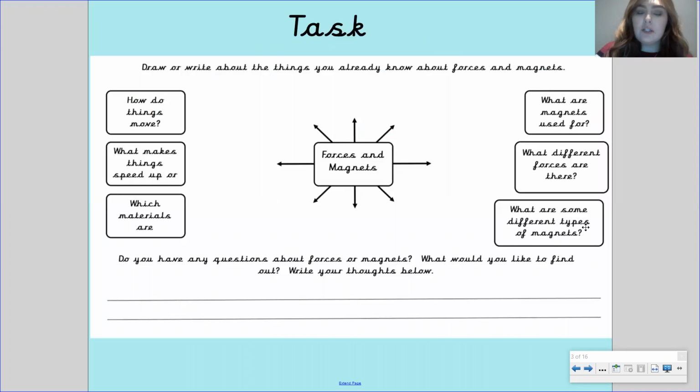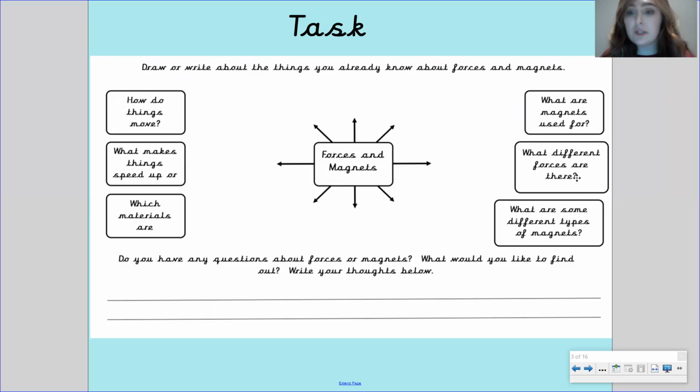Now today we're doing something slightly different, but it's sort of the same idea as well. And you'll need a piece of paper and a pencil for this task. In the middle of your paper, I want you to write the words forces and magnets, just as you can see here. You're then going to draw some arrows off. Now, I want you to draw or write me the things that you already know about forces and magnets.